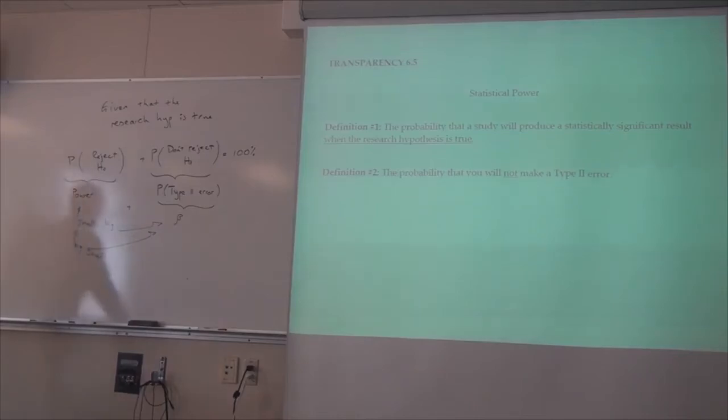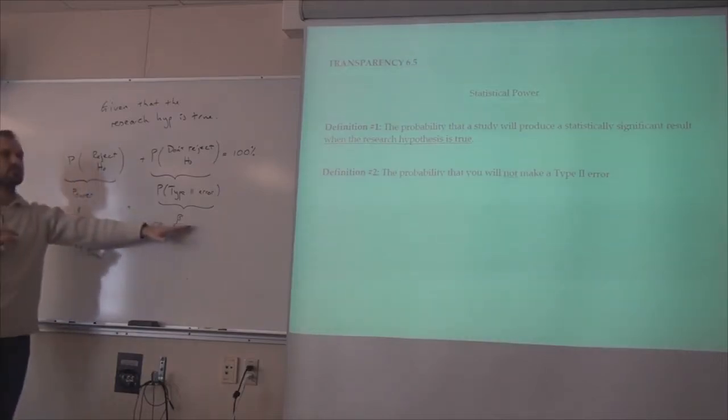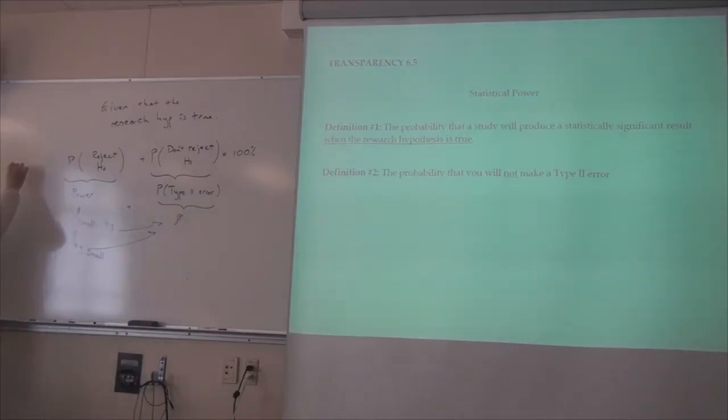Just like alpha is, depending on the study, I guess there are some extreme cases, no higher than 5%. That's the standard alpha. This one has this general agreed upon rule that we don't want this to be too high. So as a general rule, we want power to be at least 0.8 or 80%.